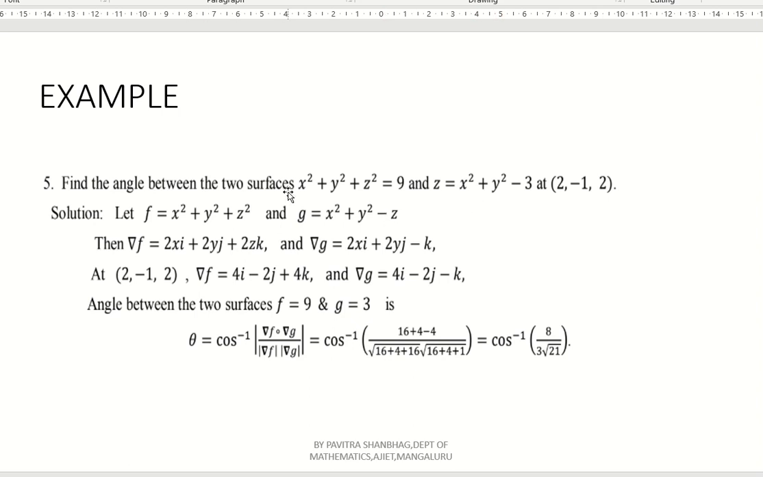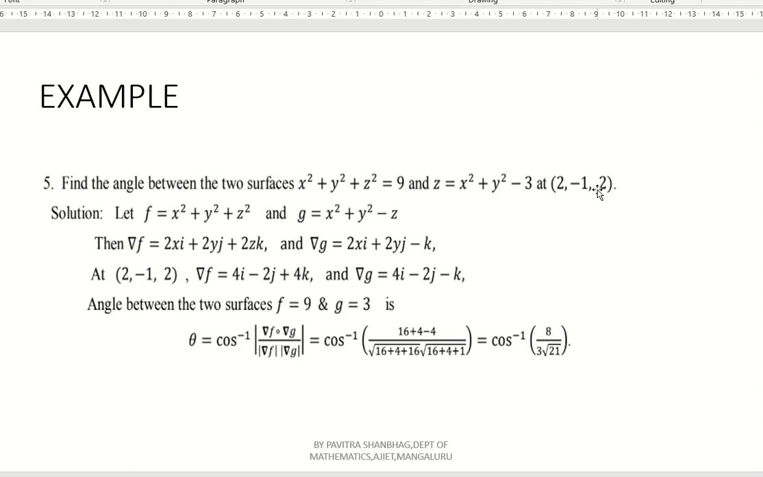Now find out the gradient of these two. So del f equal to what? Differentiate this partially with respect to x, so 2xi. Similarly with respect to y, 2yj, plus with respect to z, 2zk. Similarly here if you differentiate, what you will get? Del g equal to 2xi plus 2yj minus 1k, because derivative of z with respect to z is 1.